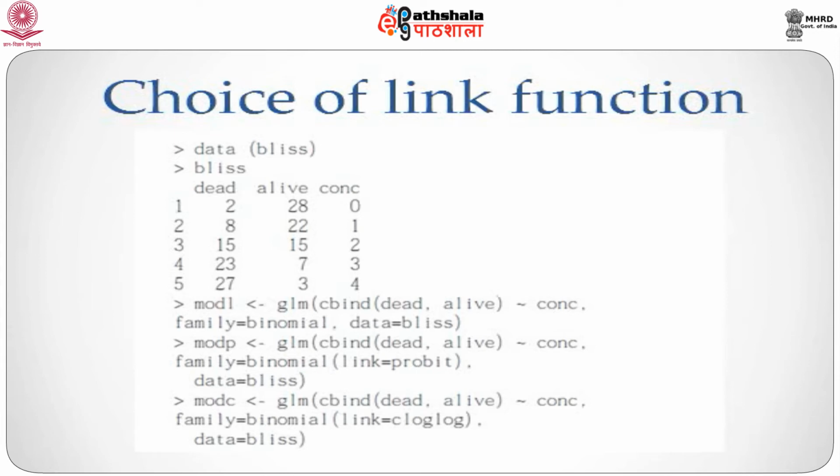Choice of link function is of course an important consideration, and we illustrate this here on the dataset BLISS, which again is included in the faraway library. So we fit, using the glm function in R, a regression of dead or alive on the concentration of a drug. In the first case, we have fit glm(cbind(dead, alive) ~ conc, family = binomial, data = bliss). You know that this will fit a logistic model.